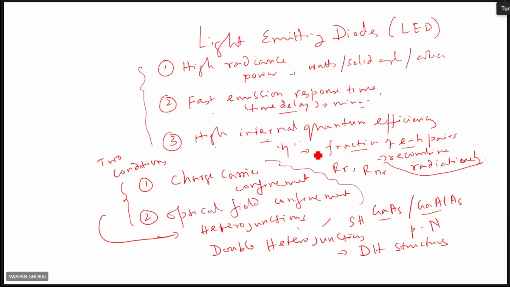It's quite clear when the carriers are recombined. Suppose you have a simple PN junction, and it is forward biased. Then holes will be injected from the P side to the N side, and electrons will be injected from the N side to the P side. And when these carriers recombine, you'll get the emission of light.